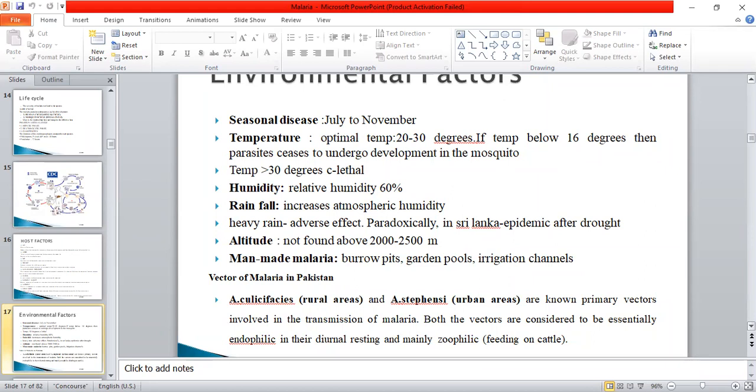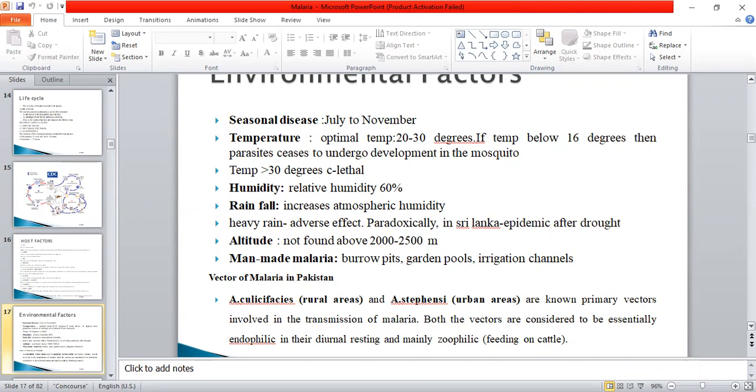Now we discuss the vectors of malaria in Pakistan. There are 45 species of Anopheline mosquito. Overall, two species, A. culicifacies, which is mainly responsible in rural areas, and A. stephensi in urban areas, are the known primary vectors involved in the transmission of malaria. Both vectors are considered to be essentially endophilic in their resting habit and mainly zoophilic.